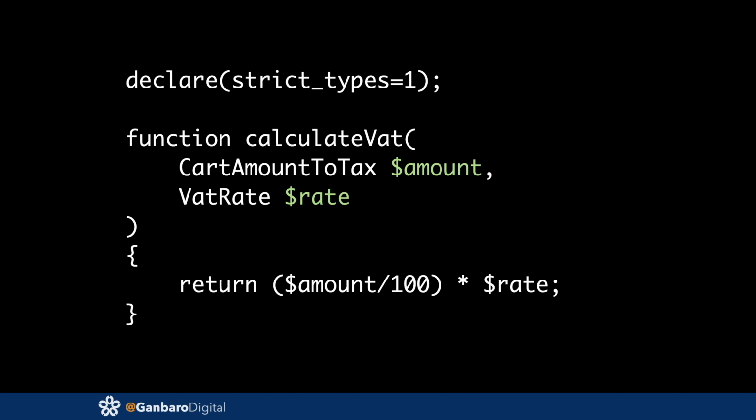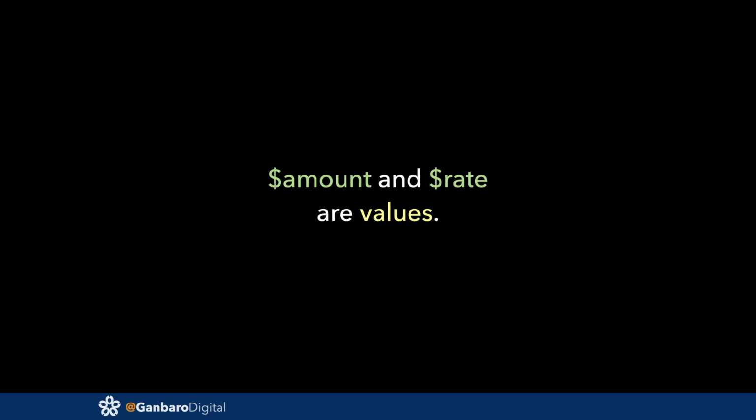What we're going to do is start off by focusing on our 2 inputs. Just to remind everybody, amount is the amount of money to be taxed, and rate is our tax rate to apply. And I want you to imagine some context here. This is part of a shopping cart. Now what we can say about those 2 inputs is that they are values.